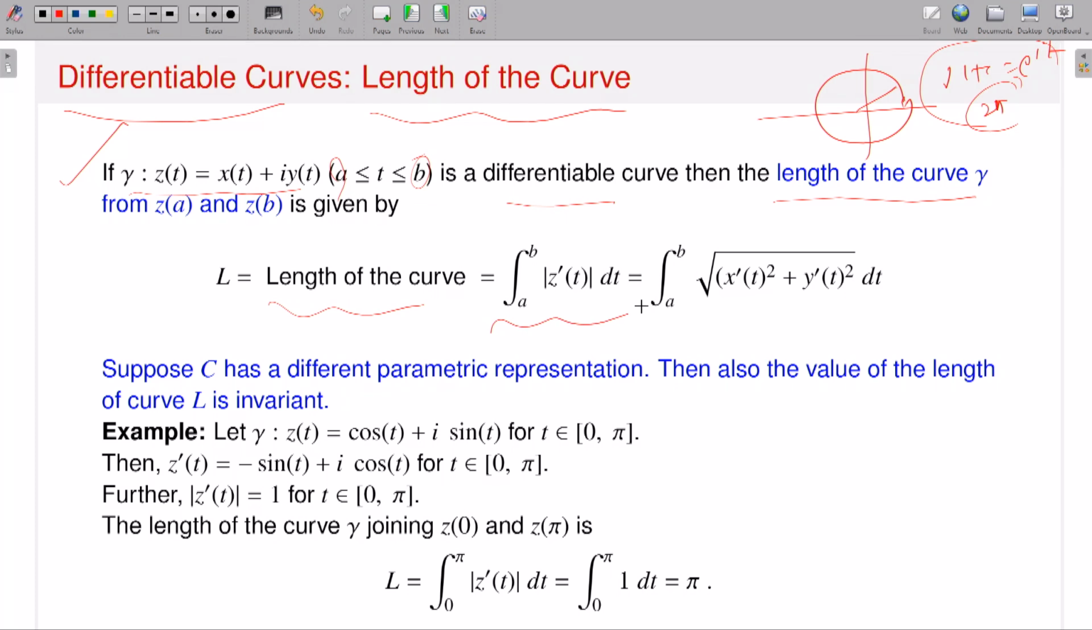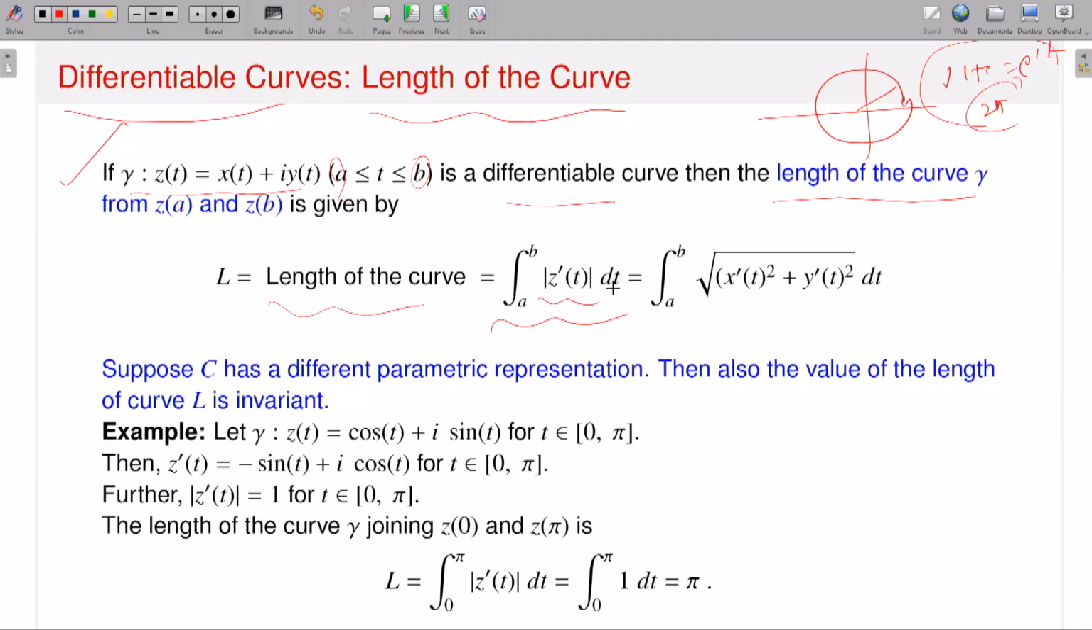So what is the length of the curve? There is a formula, which is nothing but the integral from a to b of the absolute value of z prime of t dt, because since it is a differentiable curve, z prime exists. It is differentiable, and this is also continuous. That means z prime is also continuous.